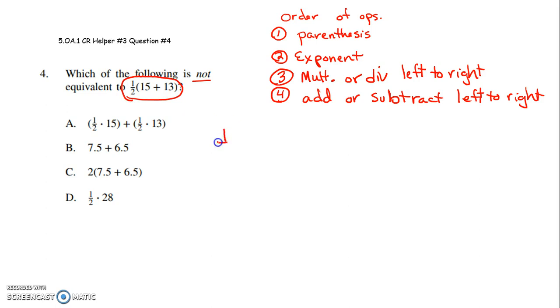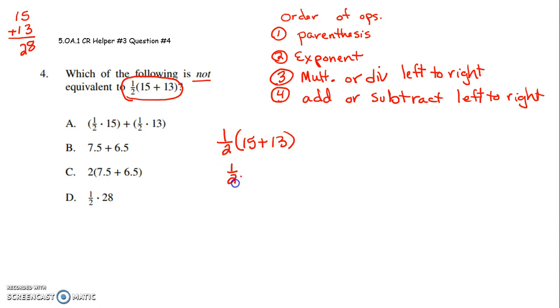All right, so let's take our original expression. Let's simplify it using the order of operations and see what happens. So the first thing I'm going to do is work within parentheses first. So I have to do 15 plus 13. Off to the side, some of you might have to line them up vertically to help yourself. So you line up the ones place, the tens place. 5 plus 3 is 8. 1 plus 1 is 2. So 15 plus 13 is 28.